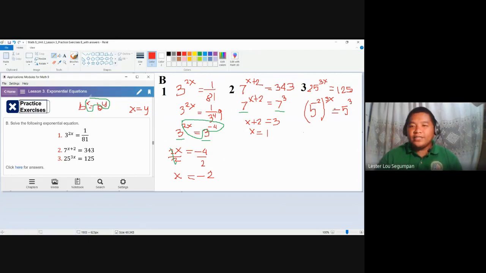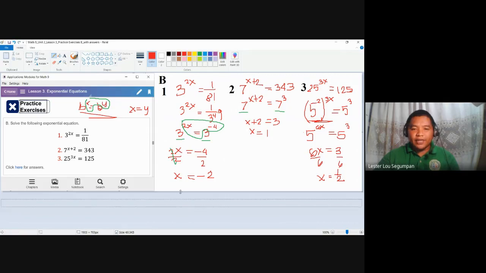Now, we just need to apply the power rule here. So we have 5, you multiply, you have 6x equals 5 cubed. Why do we need to use the power law before the property of equivalent exponents? It is because there should be no more other operations here. So we are going to apply this. We have the same bases right now, so cut the exponents. You have 6x equals 3. Divide both sides by 6. x is 3/6, or in simplified form, 1/2.